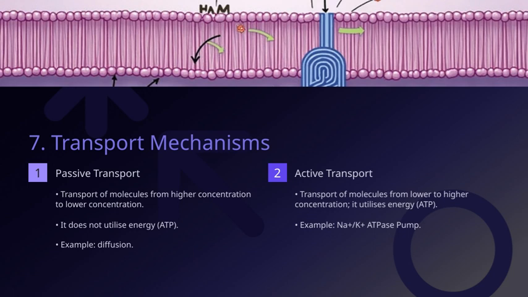On the other hand, we have passive transport, exemplified by diffusion. Diffusion involves molecules moving from an area of higher concentration to an area of lower concentration, and importantly, it does not require energy. This process is driven purely by the concentration gradient. Understanding these mechanisms helps us see how cells control the movement of substances across their membranes, which is fundamental to their survival and function.